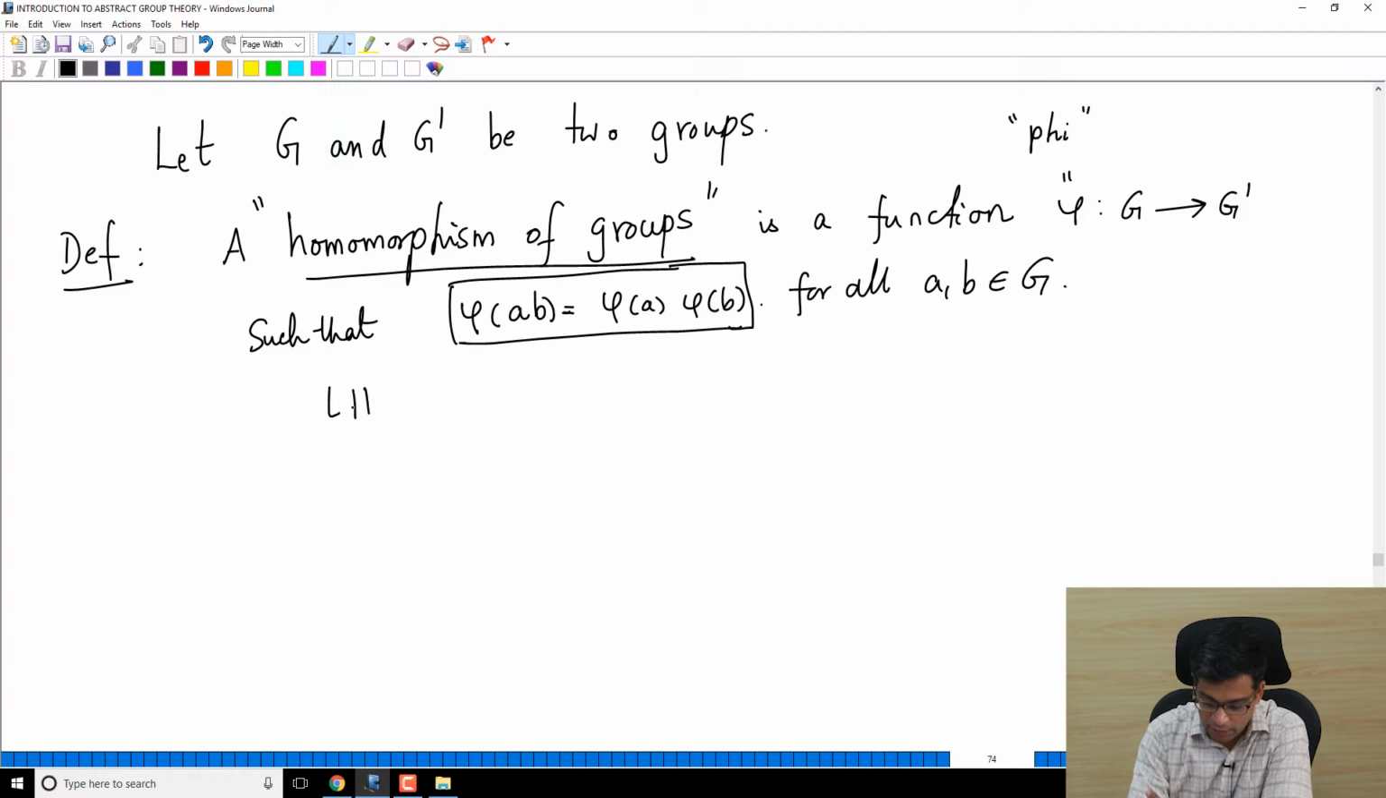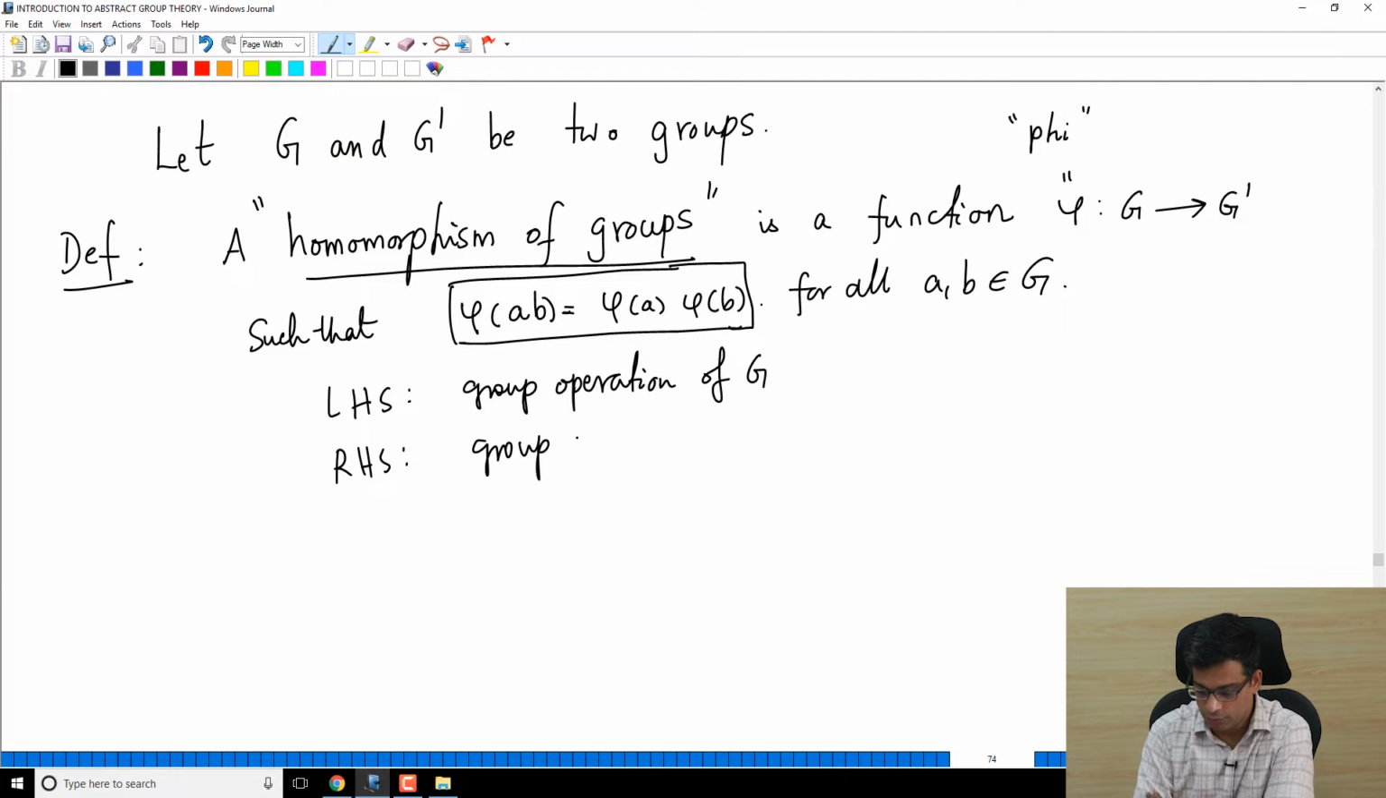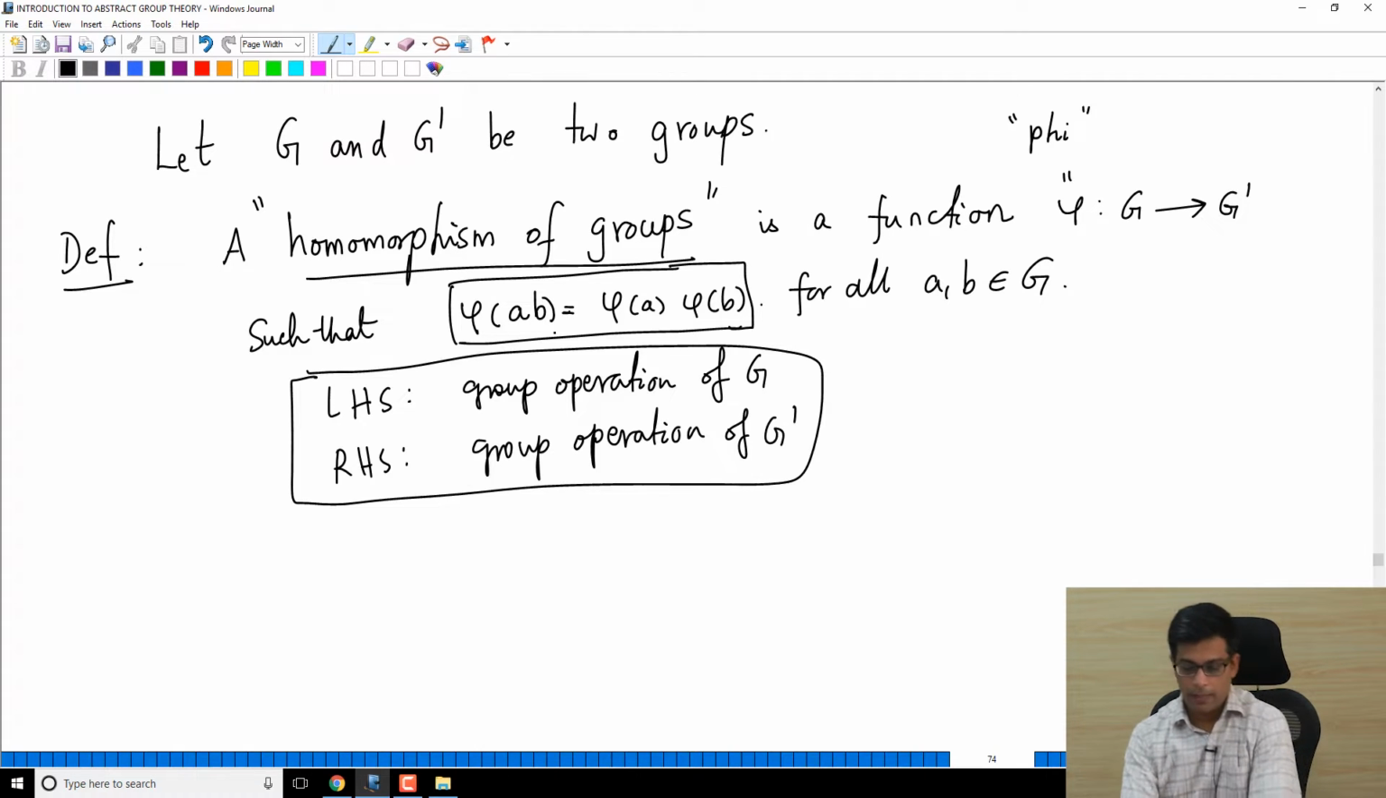So on the left hand side the group operation of G is being used, and on the right hand side the group operation of G prime is used. Okay, so let's keep this in mind. It's not any set function but a set function which satisfies this. So a good way to remember this is to say this is a set function which respects the group operations of G and G prime.